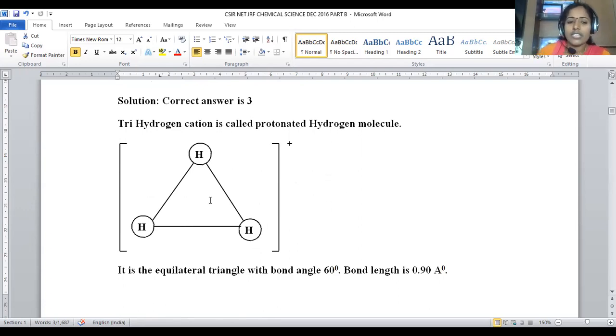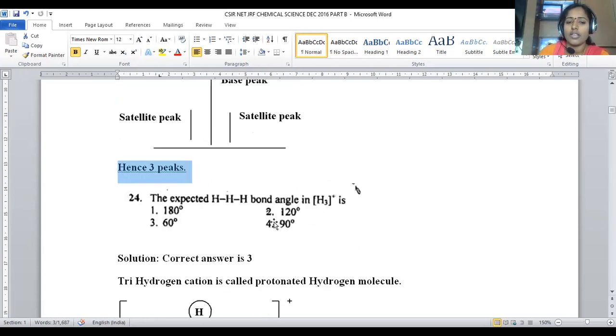When H2 is added with H plus, there is a possibility of H3 positive, which is represented in this triangular shape. Being a triangle, its bond angle can be designated as 60 degrees and bond length will be 0.9 angstroms. All the angles are equal, and all the bond lengths are also equal. That's why 60 degrees angle and 0.9 angstroms bond length will be assigned for this molecule. So for question number 24, option number 3 is the correct answer.